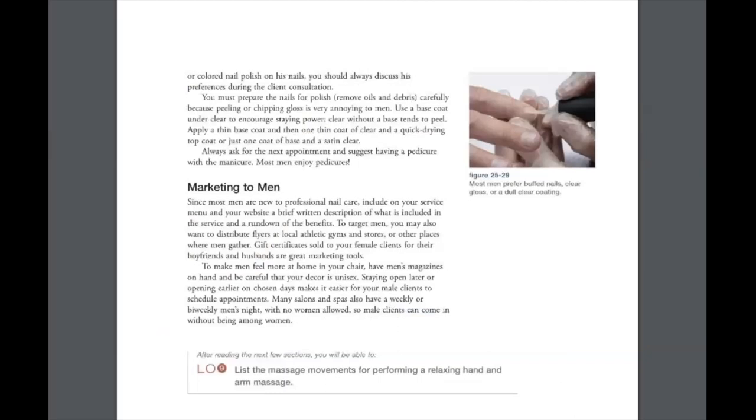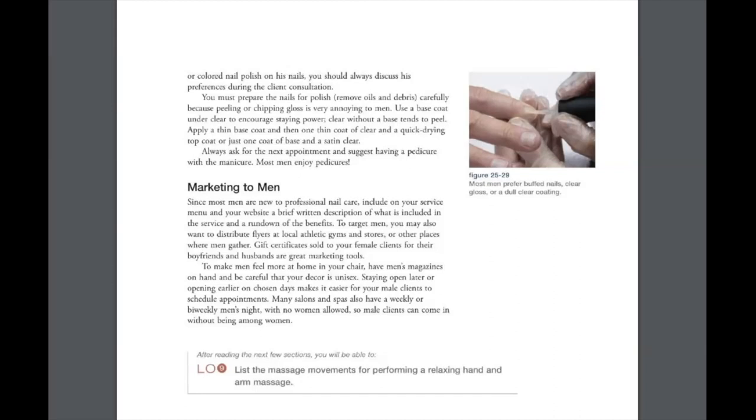When you're marketing to a man, you want to include a brief description of what they're getting done, the benefits of what they're getting done, and the benefits of why they should get it done. You also want to put flyers in gyms or stores or places where men gather the most, so that they know this is an option for them and that they can get a service that is designed directly for them.